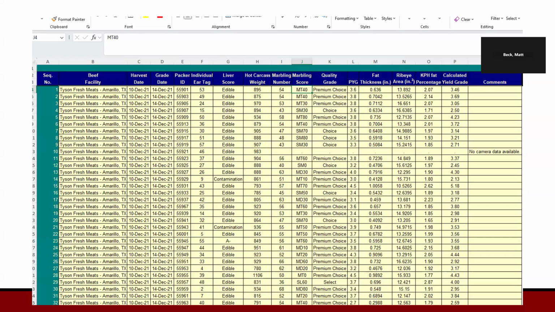So it's the subcutaneous fat around that ribeye, right? The thickness of that fat. Ribeye area, so that's in inches squared. So that's the big driver in yield grade. KPH, kidney pelvic heart fat. I think that's all camera graded typically.